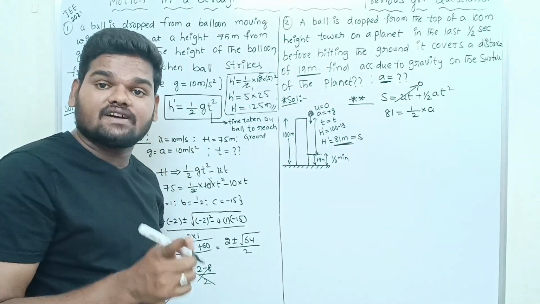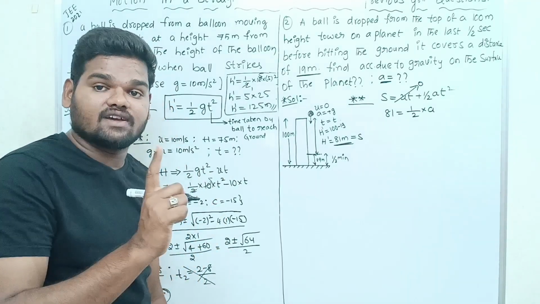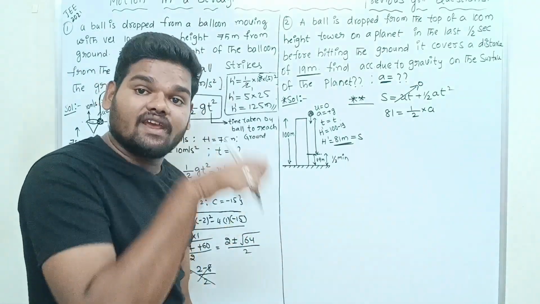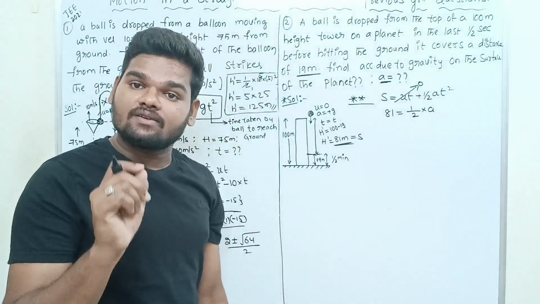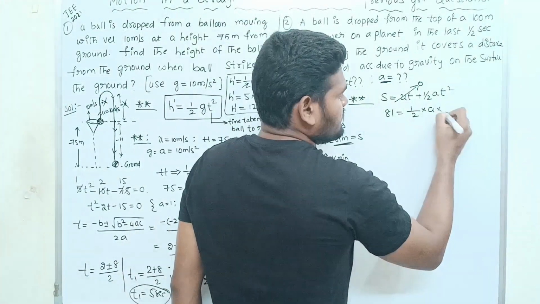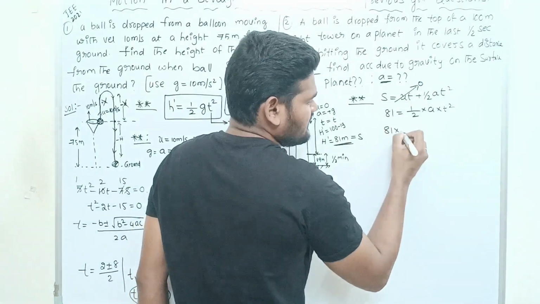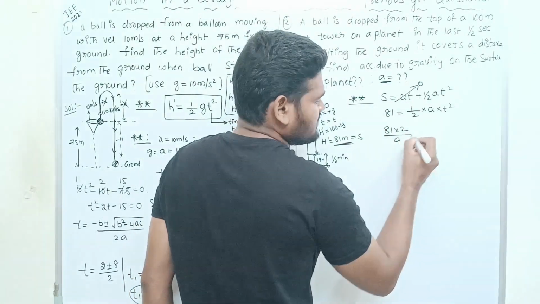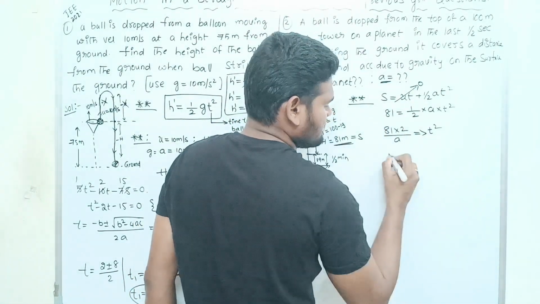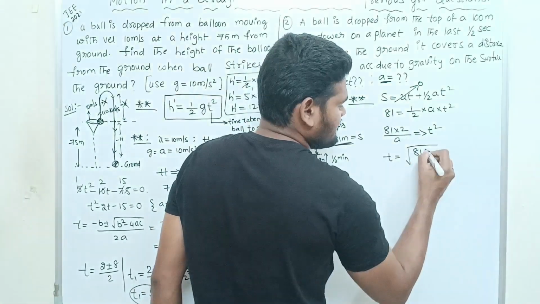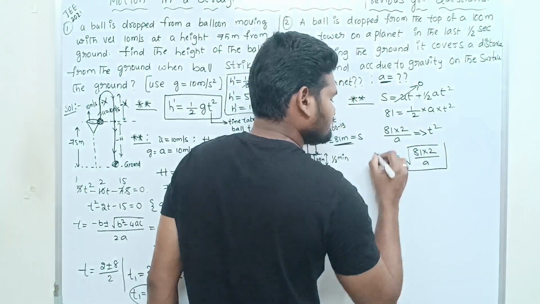It is not 10 meter per second square or 9.8 meter per second square. It is not Earth. It is a planet. We have to find this acceleration. From this condition, we can write: if 2 comes to this side, it becomes 81 into 2. If a comes to this side, it becomes divided by a, t square. Then t is equal to under root 81 into 2 by a.